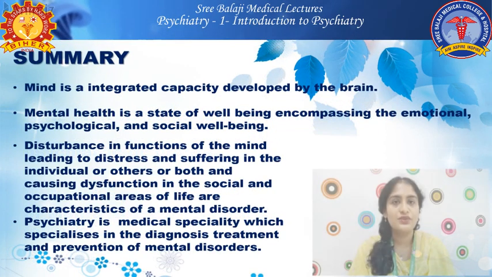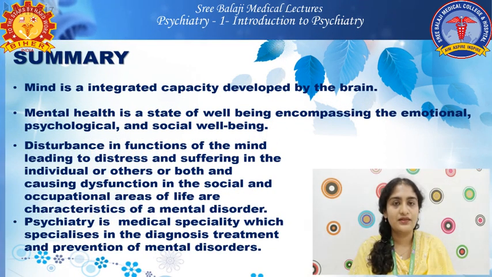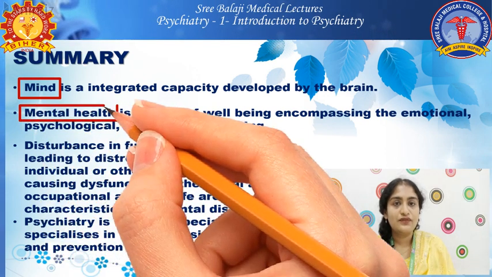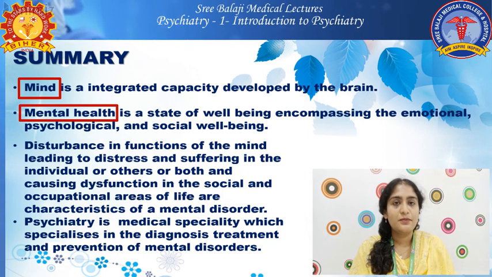So this brings us to the conclusion of the lecture today. Let's have a look at a brief summary of the lecture. So, mind is the integrated capacity of the brain. Different parts of the brain have numerous functions, and some of these functions put together form the mind. We also had a look at what is mental health and what is mental disorder. So mental health is a state of well-being which encompasses the emotional, social and psychological well-being.